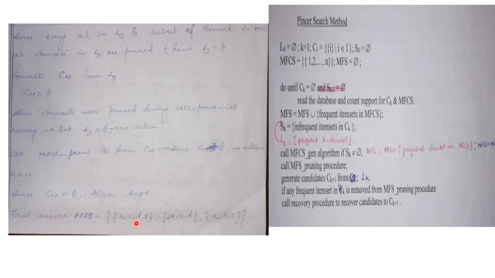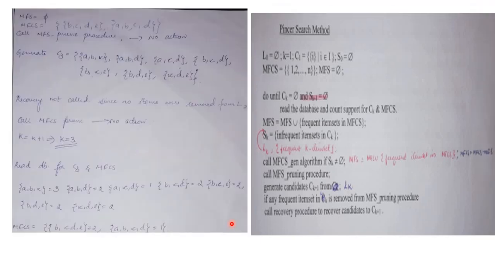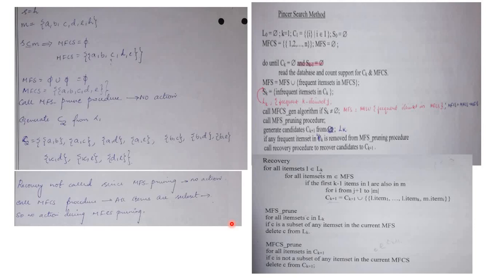And our final answer is MFS. The final answer will always be present in MFS. It maintains the maximal frequent sets, that is BCDE, ABD and ABC. I have not gone into detail with the explanation of every module of the algorithm, with the intention that the algorithm and one problem have already been covered in the class.